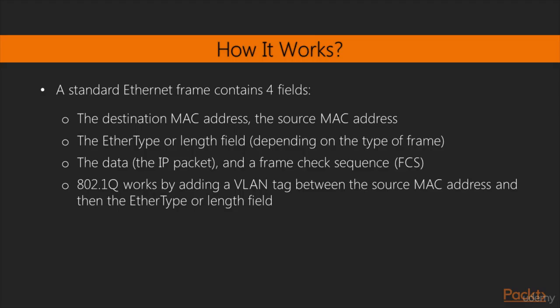VLAN tagging, as defined by the 802.1q standard, functions at the Ethernet layer level. A standard Ethernet frame contains four fields: the destination MAC address, the source MAC address, the ether type or length field, depending on the type of frame, the data, the IP packet, and a frame check sequence, FCS. 802.1q works by adding a VLAN tag between the source MAC address and the ether type or length field.